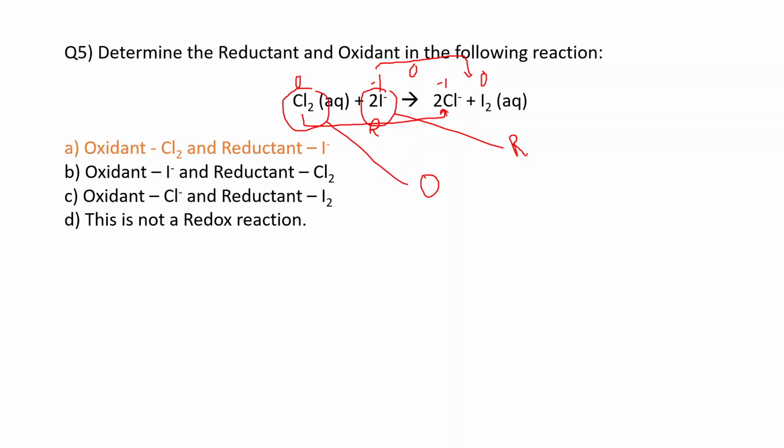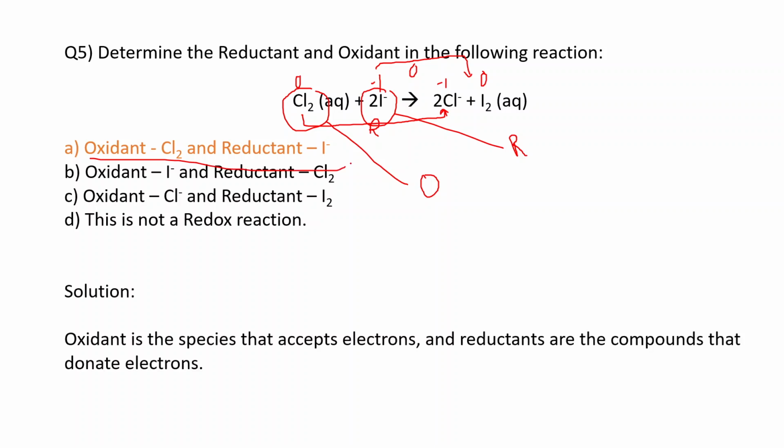We'll see the solution now. Yes, correct. Oxidant is Cl2 and reductant is I negative. An oxidant is a species that accepts electrons, which means it itself is reduced, and reductants are the compounds that donate electrons, which are themselves oxidized, like in this case iodine.